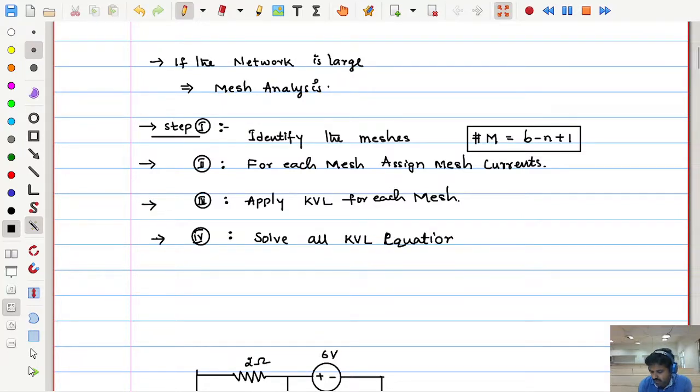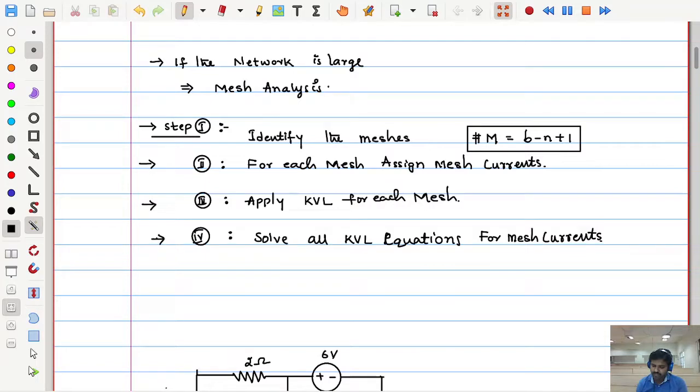All KVL equations for mesh currents. Ultimately, what we are going to get is mesh currents. So for mesh currents, we will solve all the KVL equations. So these are the 4 steps involved in mesh analysis, and most of these things we have already seen to some extent.